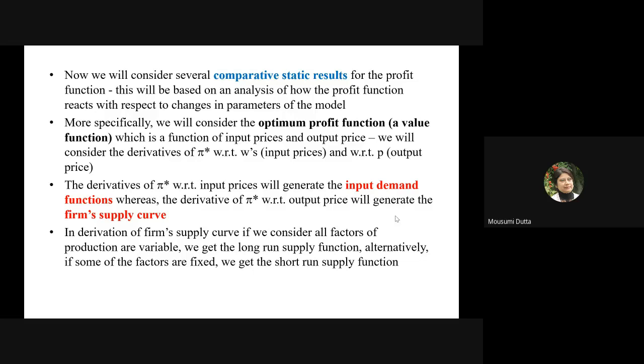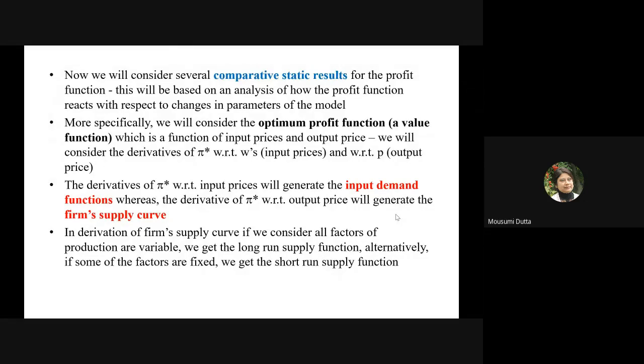This will be based on an analysis of how the profit function reacts with respect to changes in parameters of the model. More specifically, we will consider the optimum profit function, a value function, the derived value, the maximum profit, which is a function of input prices and output price, W, R. It can be a function of W, R. It can be presented as a function of P.